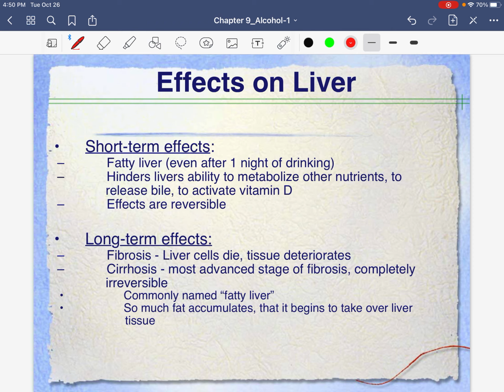I want to mention the long-term effects, cirrhosis. Over time, we get a fatty liver because the liver is busy metabolizing alcohol and it can no longer keep up with its other job, which is to metabolize other nutrients, including fat. If the liver can't metabolize fat quickly enough, the fat just simply builds up. So much fat accumulates in cirrhosis that the fat begins to take over the liver tissue, therefore reducing the functioning liver tissue, making it even harder for the liver to get rid of the alcohol.